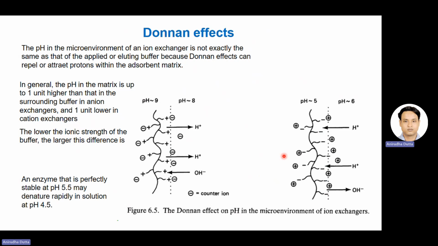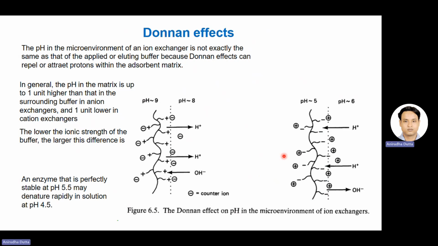So in case of cation exchange as well as anion exchange, the pH in the micro environment of an ion exchanger matrix would not be exactly the same as the buffer that we applied. In general, the pH in the matrix is 1 unit higher than the surrounding buffer in anion exchange chromatography, and 1 unit lower in cation exchange. That effect increases when the buffer has lower ionic strength.